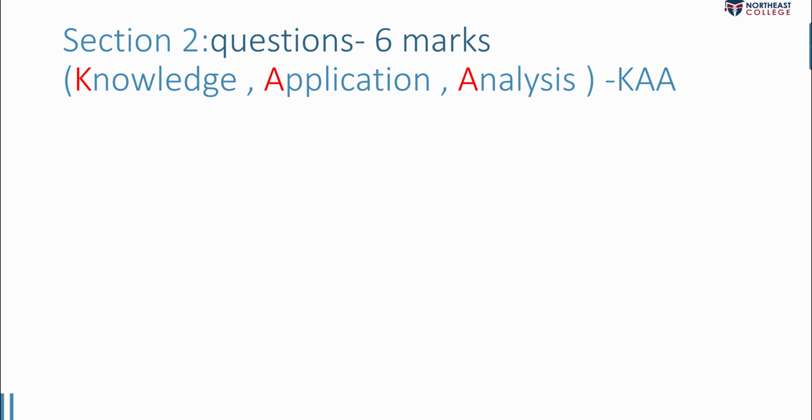All right. So Section 2, the first question is 6 marks. In this case, you apply the knowledge, application and analysis system to answer the questions. My students will usually just call it KAA. So just bear that in mind. In Section 1, you are using BLT to answer it, and in Section 2, the one that has 6 marks, you are using the KAA to answer it.